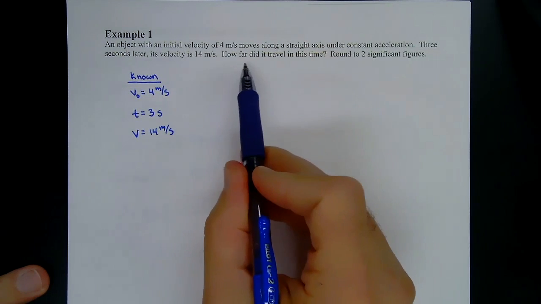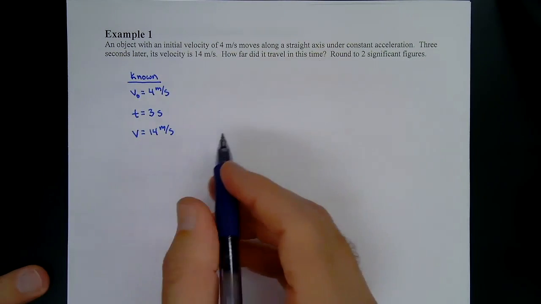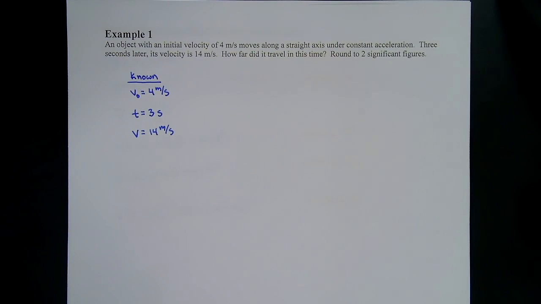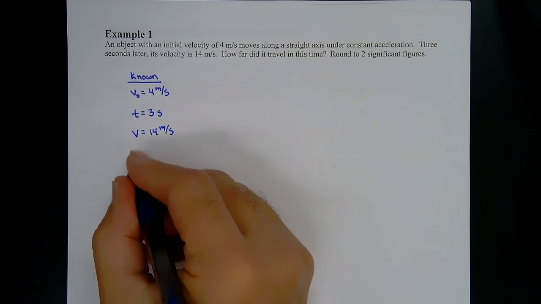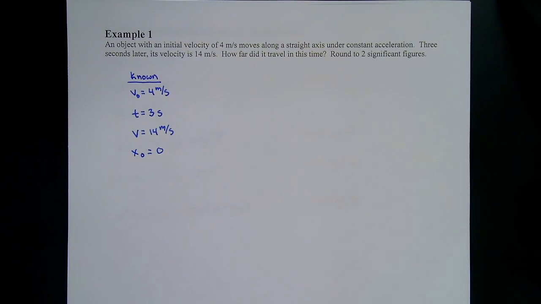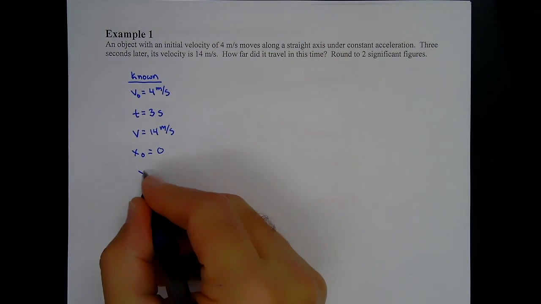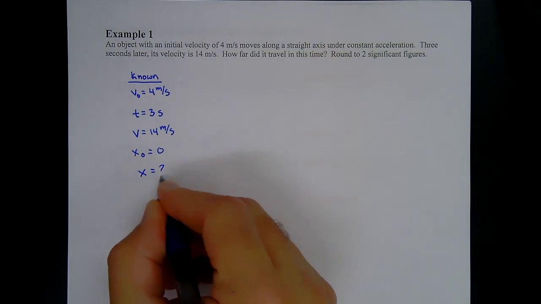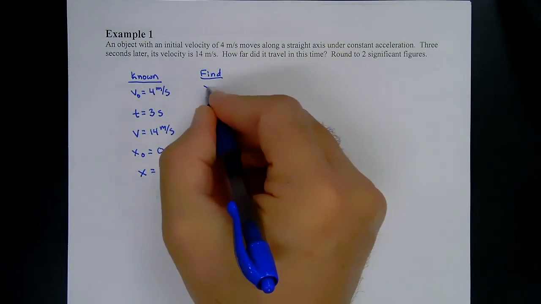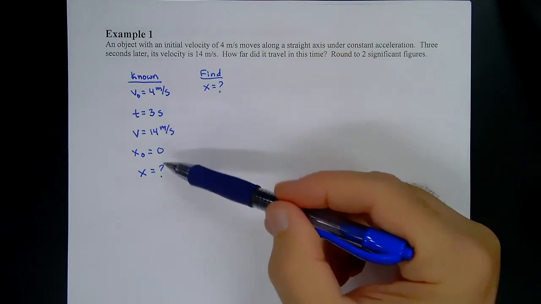And then how far did it travel in this time? Now, when we start this, we want to know how far it travels, so we're going to start the initial position at 0. And then when we get our X, that's going to allow us to know how far it traveled. So we're trying to find X. That's what we're trying to find, so let's write find x. So you're given everything but acceleration.